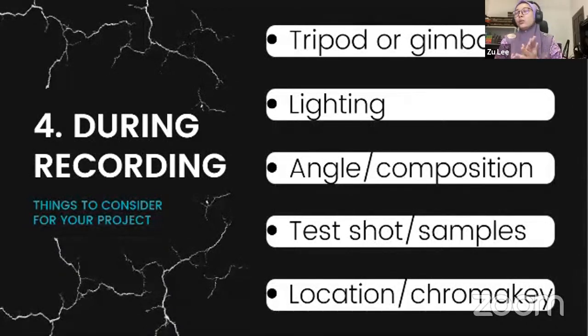And I understand for students, when you're doing your project, you might not have the money to buy this. No worries. Borrow a few handphones and you use the flashlight features. So you direct one directly at the subject, one at the side, and another one from the other side. So you get balanced light.